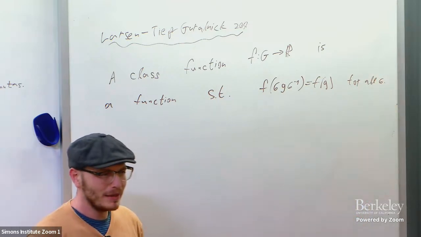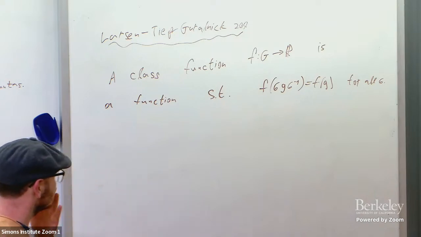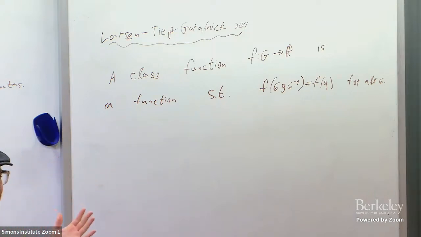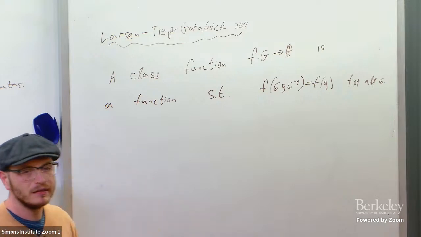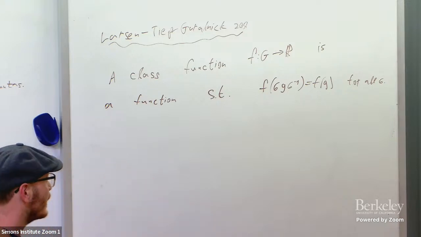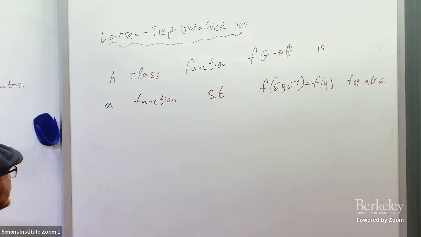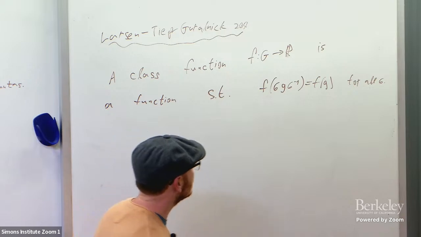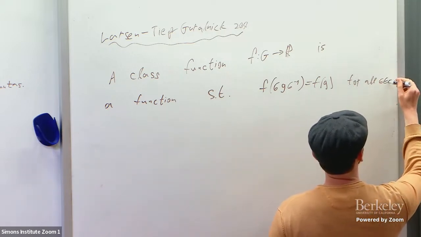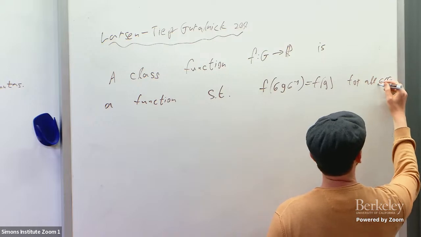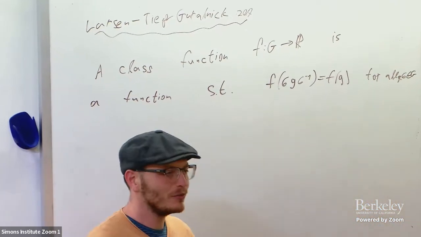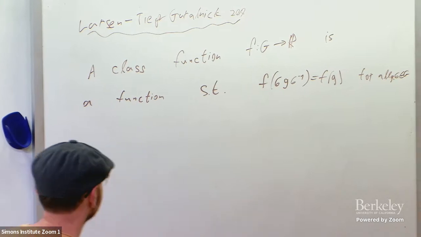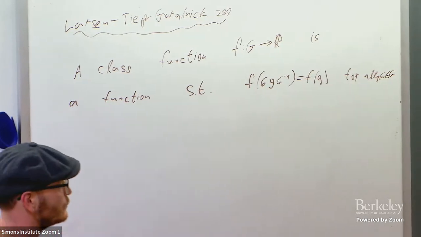These are nice functions, so that it's much easier to do Fourier analysis on these class functions that are invariant under conjugation, for all sigma in G. So it's a function that's constant on each conjugacy class, invariant under conjugation.